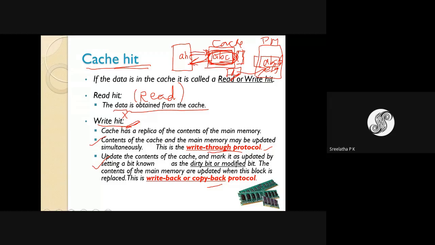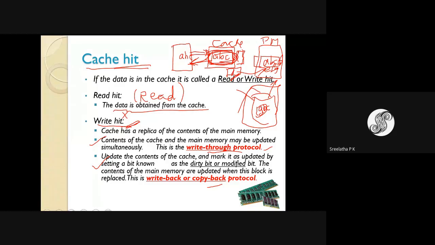Again, in secondary memory, the data is copied from the secondary memory to the primary memory. Again, data has to be updated to this secondary memory also. Okay, so this is not of your concern.